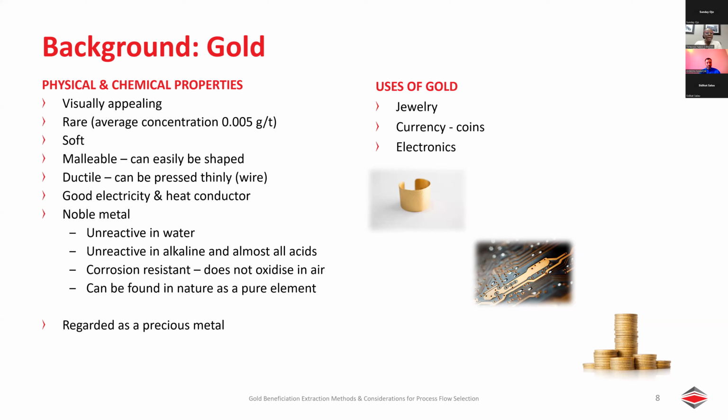Gold is also a noble metal, meaning that it is unreactive in water. It is unreactive in alkaline solutions and in almost all of the acids that are known. It is also corrosion resistant, and it can naturally be found as pure gold in nature. The uses that we typically have for it: we make jewelry out of it. We also use it to make coins, and we also use it in electronics.